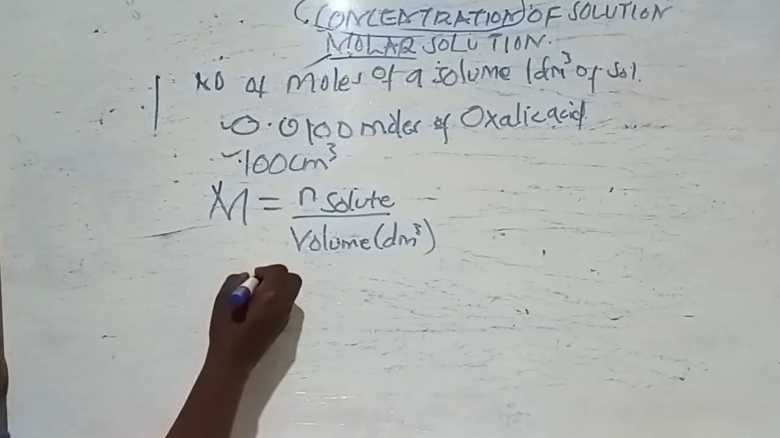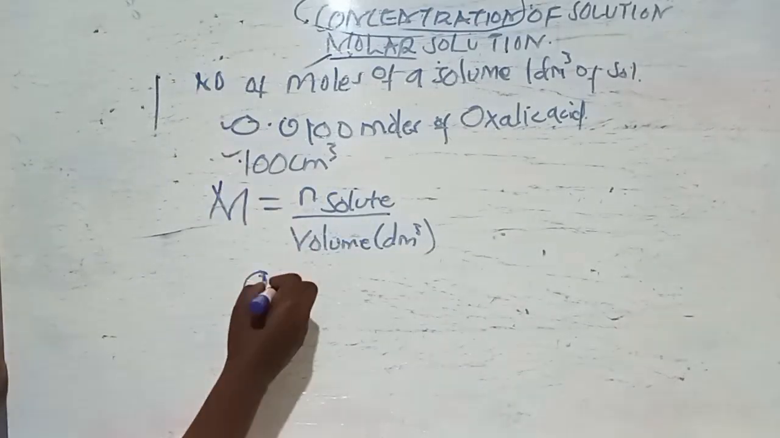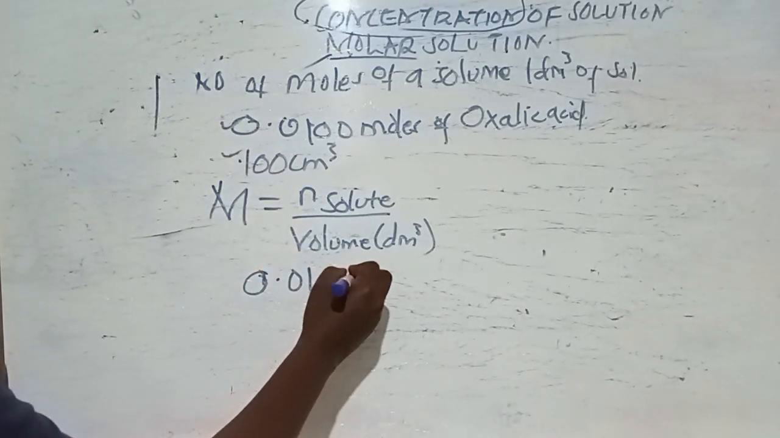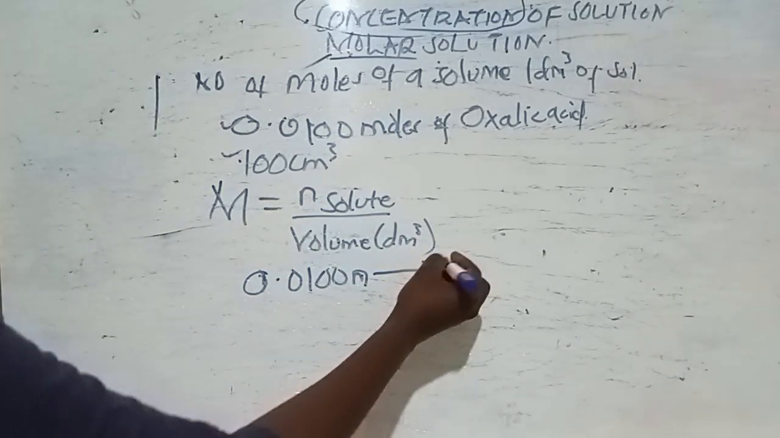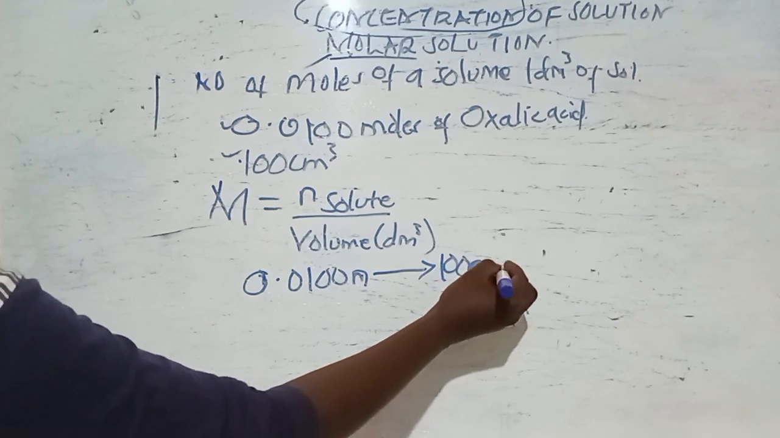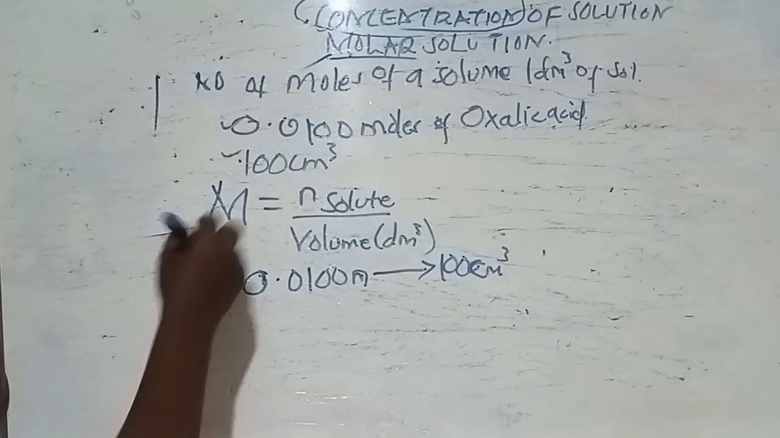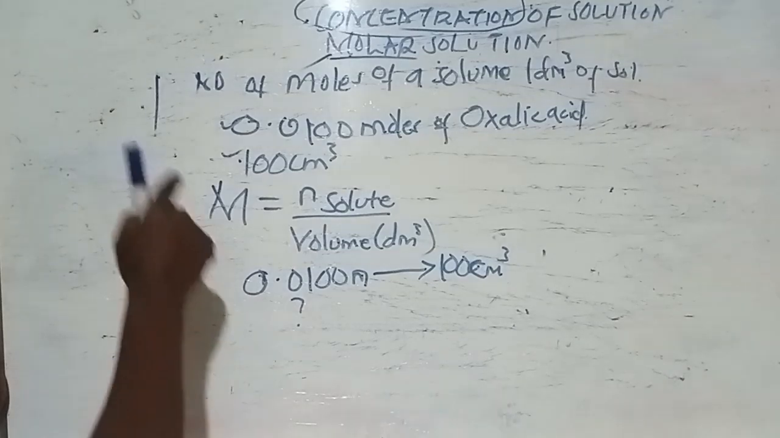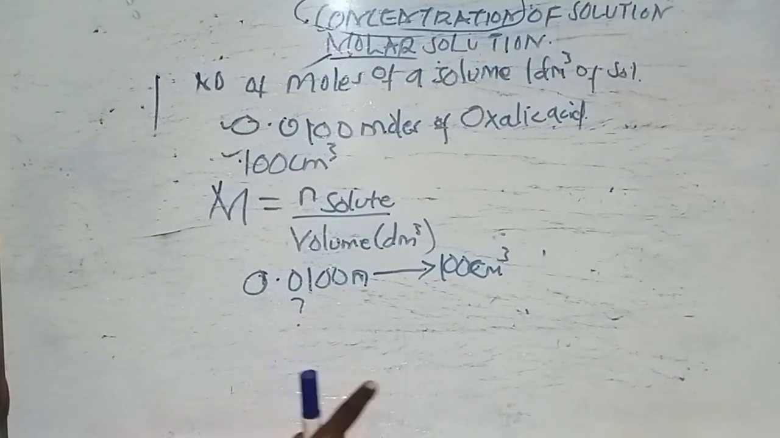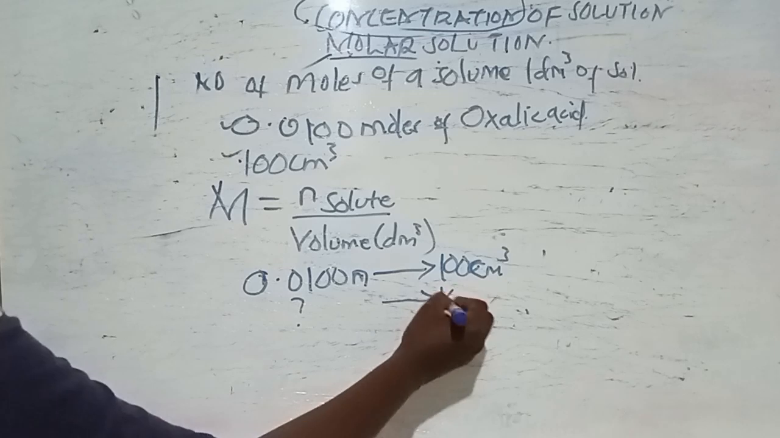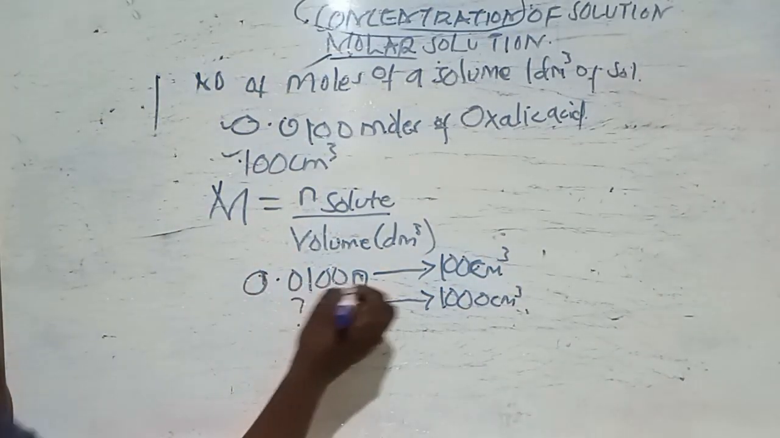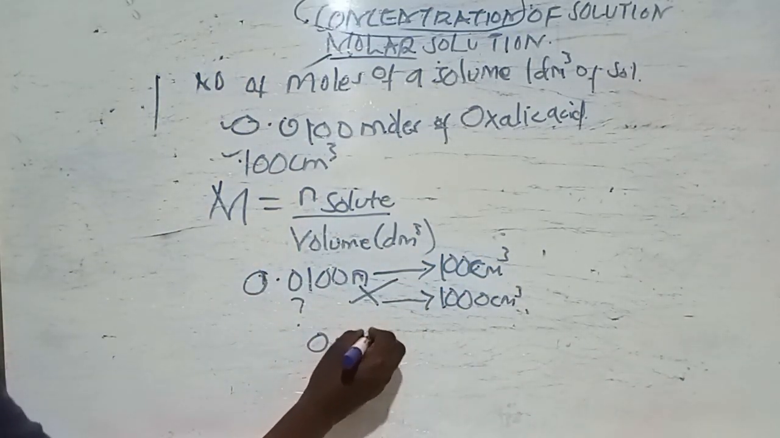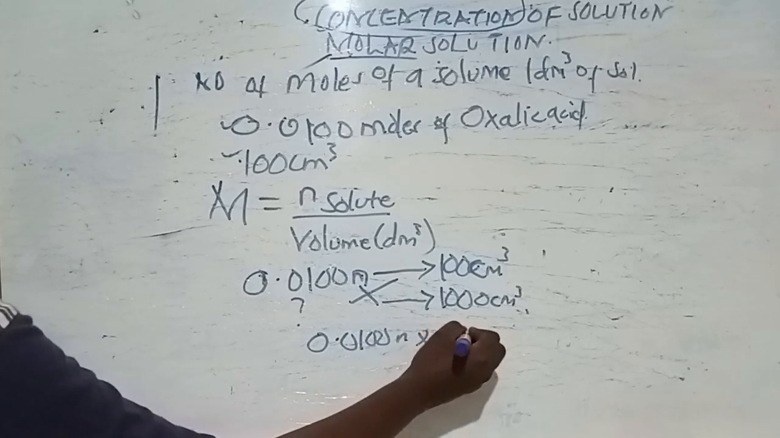The first one, you can say you have 0.0100 moles of your oxalic acid dissolved in 100 centimeters cubed of your solution. So how many moles are going to be present in 1,000 centimeters cubed of your solution? Because we said 1,000 centimeters cubed is the same as 1 decimeter cubed. So you cross multiply and you're going to get 0.0100 moles multiplied by 1,000 centimeters cubed, divided by 100 centimeters cubed.